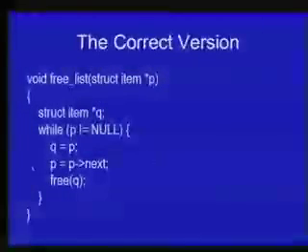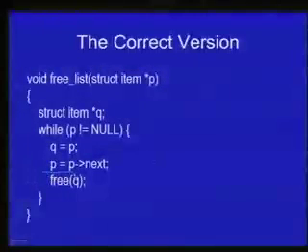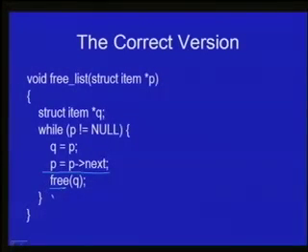So what we are doing is that we do p assign p arrow next before doing the freeing, but if we do p assign p arrow next, then we have already lost the old value of p. So what we do is store the old value of p in q and then use free q instead. So that's exactly the same as before, except that the dereferencing of a dangling pointer is not happening.